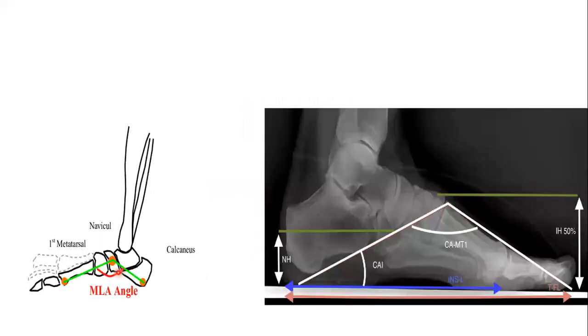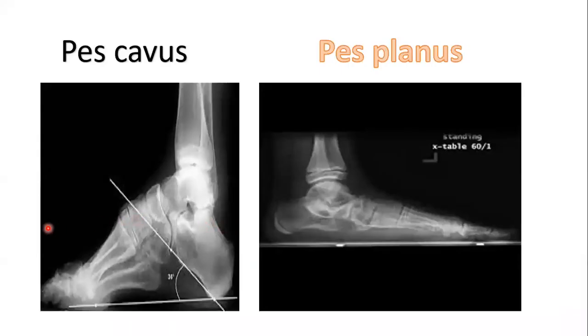Here we have the medial longitudinal arch angle. This is the medial longitudinal arch angle, and here we have the calcaneal inclination angle. This radiograph shows pes cavus and pes planus.